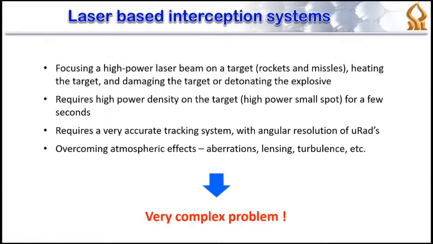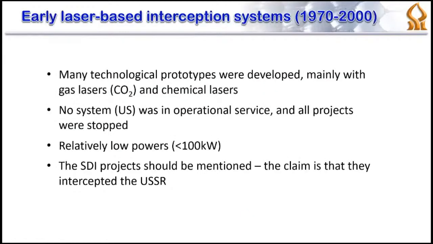This in turn requires a very accurate tracking system with angular resolution of microradians. That's not easy. And you also need to overcome atmospheric effects, aberrations, lensing, turbulence, etc. So bottom line, it's a very complex problem. From the early 70s to the 90s, 2000, many technological prototypes were developed, but stayed in the prototype range. This included mainly gas lasers and chemical lasers.